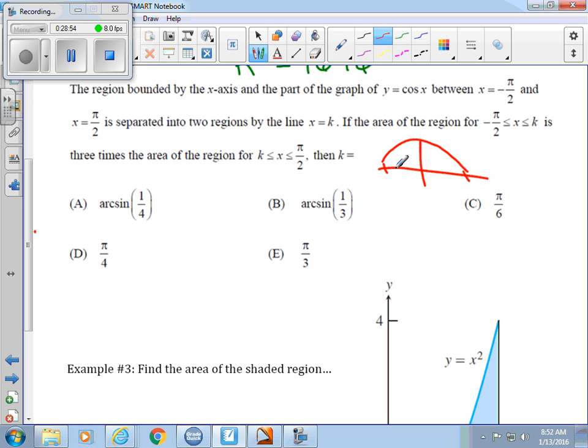So cosine looks like that. Oh, I am doing some AP problems. Not every AP problem is this hard. These are some tough ones that I've pulled in. Everyone agree cosine looks like that? Touches at negative pi over 2 and pi over 2. So I have some vertical line drawn through that, x equals k, right? And I know that the area from negative pi over 2 to k, this part over here, is 3 times that part, right? There's a lot of ways you can do this. Do you have any ideas?